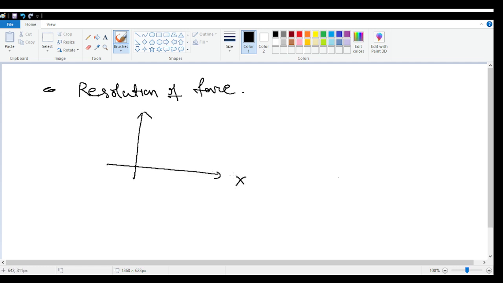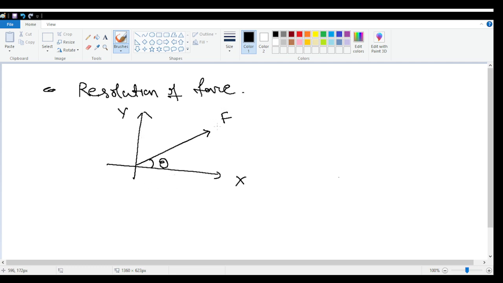Let me take this as the x axis and this as the y axis. One force is acting in this direction. Let the magnitude of the force be F, and the angle the force makes with the x axis be theta. Our goal is to resolve this force into two components, in the x direction and the y direction. This is very easy.